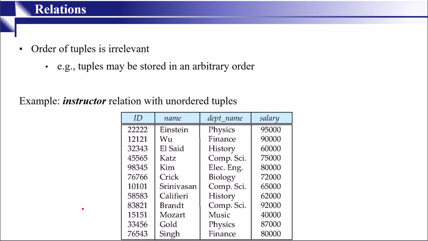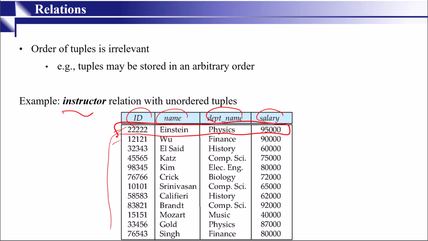Here we can see an example, the instructor relation. Notice that the order of rows doesn't matter. Which one is first or after doesn't matter. Whether Einstein is first or another one is first, it doesn't matter. The table has four attributes: ID, name, department name, and salary. And we have here like 12 records. So four attributes, 12 records. Each row is a tuple, right? We call it a tuple, row, or record.